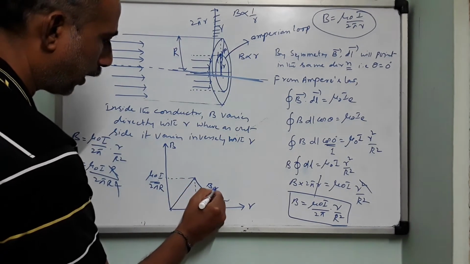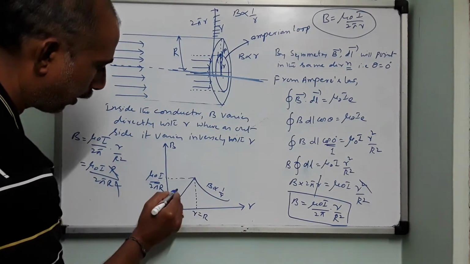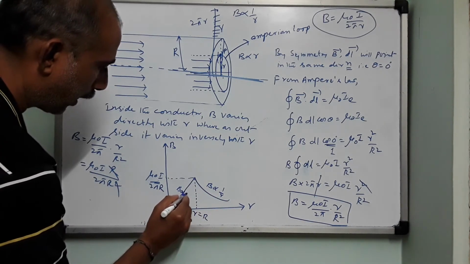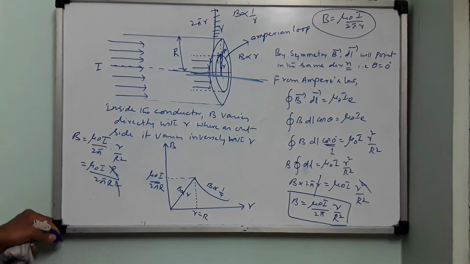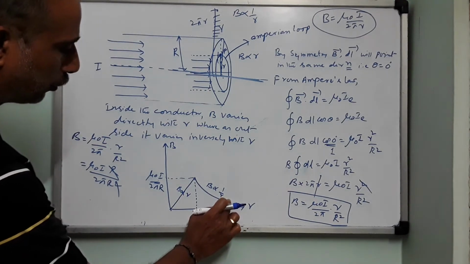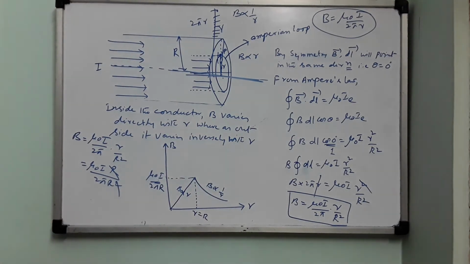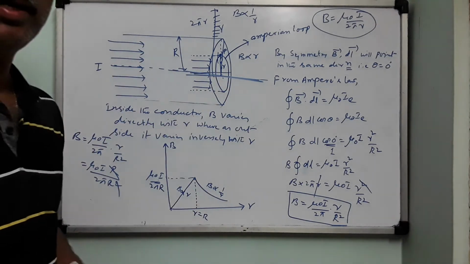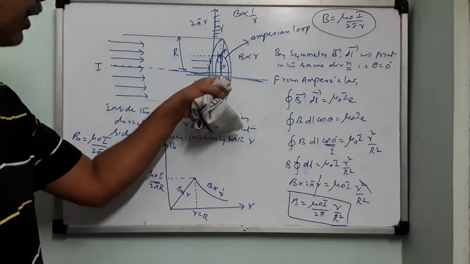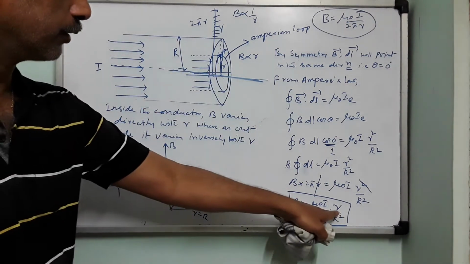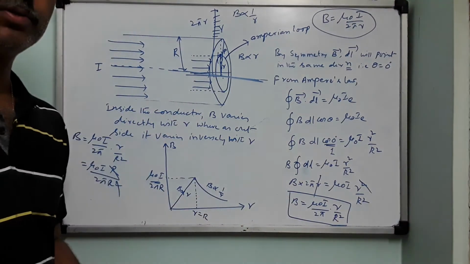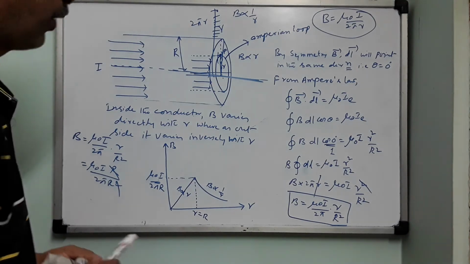So here B varies inversely with r and here B varies directly with r. So this is one of the important graphs. It will be like this. So what is the magnetic field available along the axis of the conductor? Means the magnetic field available along the axis of the conductor is, r equals 0, B equals 0. Clear? Fine.